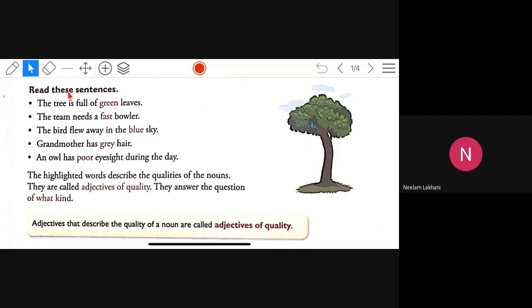The tree is full of green leaves. The team needs a fast bowler. The bird flew away in the blue sky. Grandmother has gray hair. An owl has poor eyesight during the day.